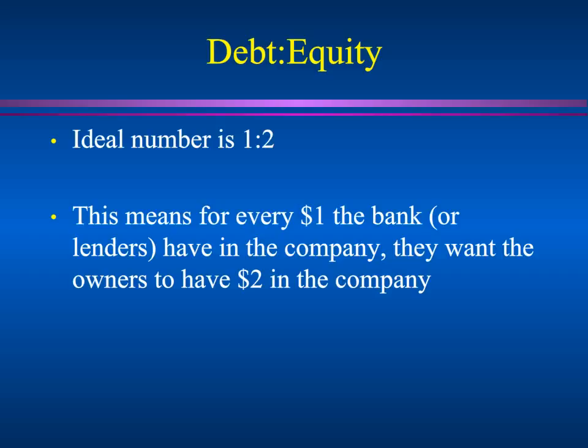Again, this is pretty much a small business number. And this means that for every dollar the bank or lenders have in the company, they want to see that the owners have $2 in the company. Nice, sort of simple thing. So if the bankers have $1 and the investors have $3, then the number goes down to 0.33 instead of 0.5, and bankers and lenders like that quite a bit. Because the company owners have a lot more money in the company.